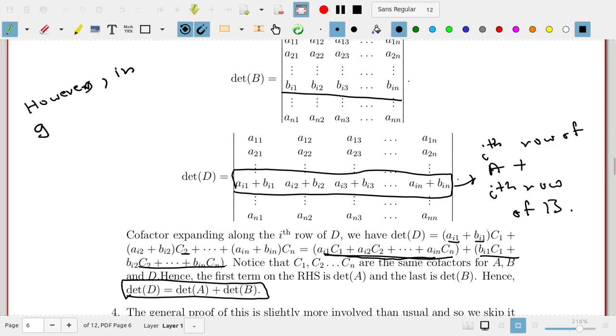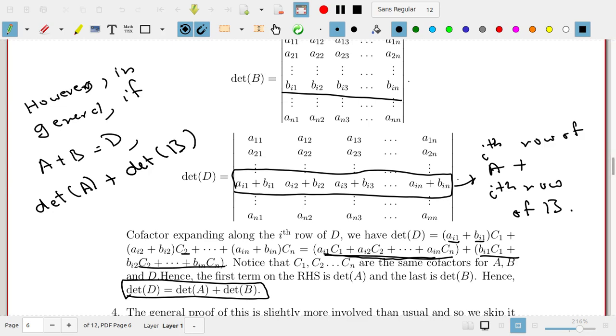However, in general, if A plus B equals D, then the determinant of D does not equal the determinant of A plus the determinant of B. This is true only in this specific case. However, in general, it is not true. So let's look at the next property.